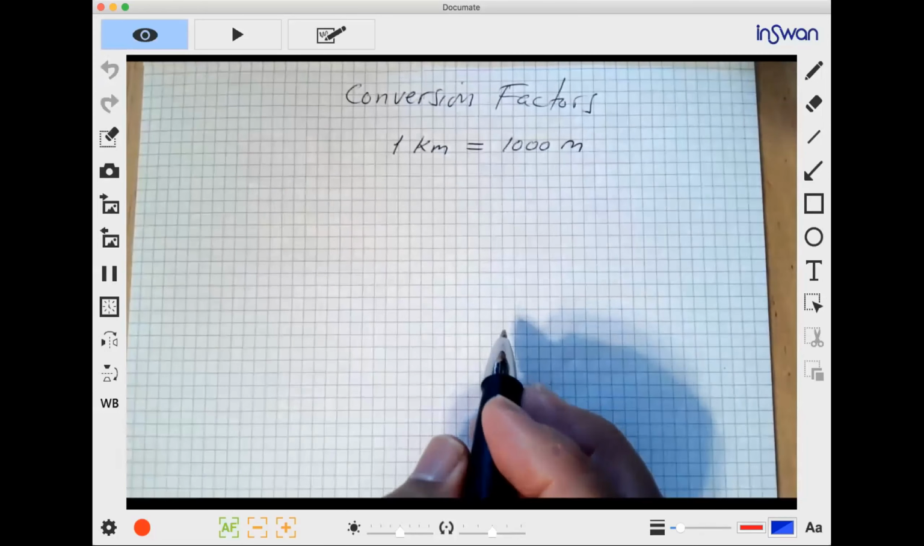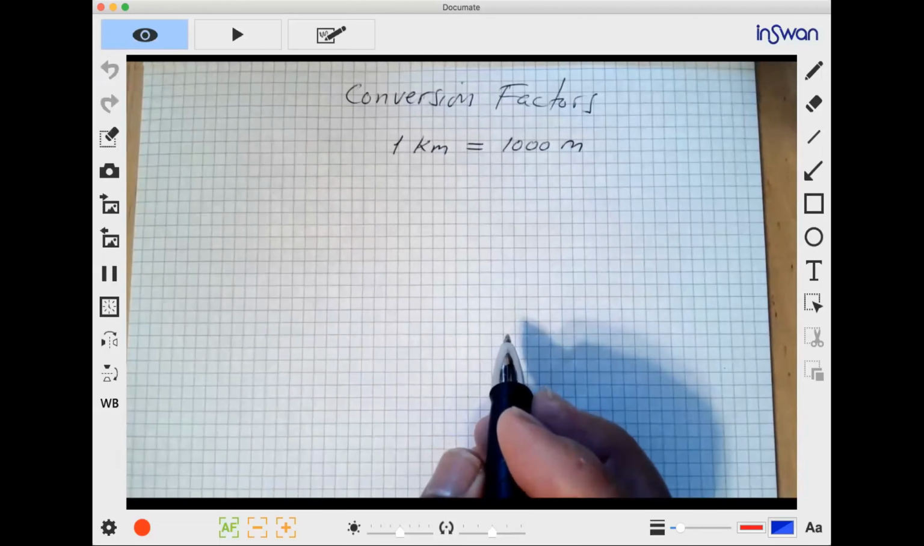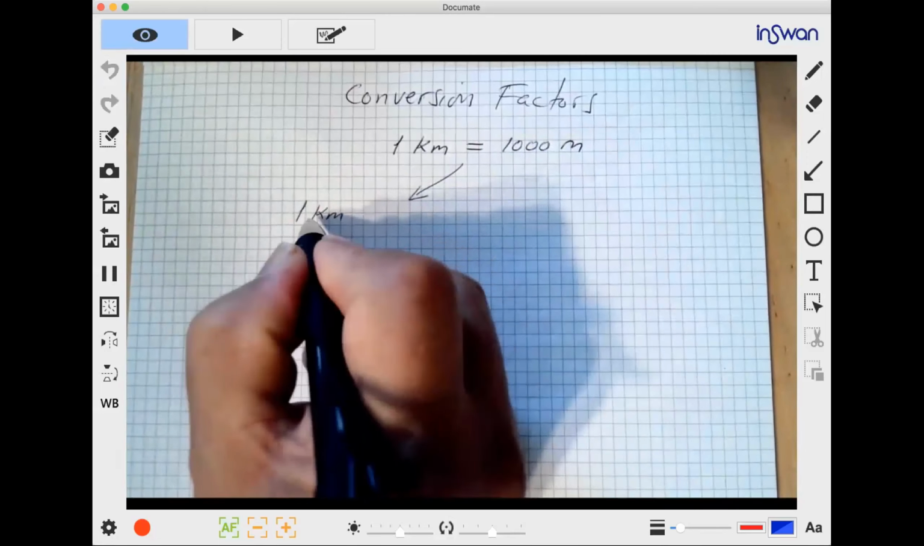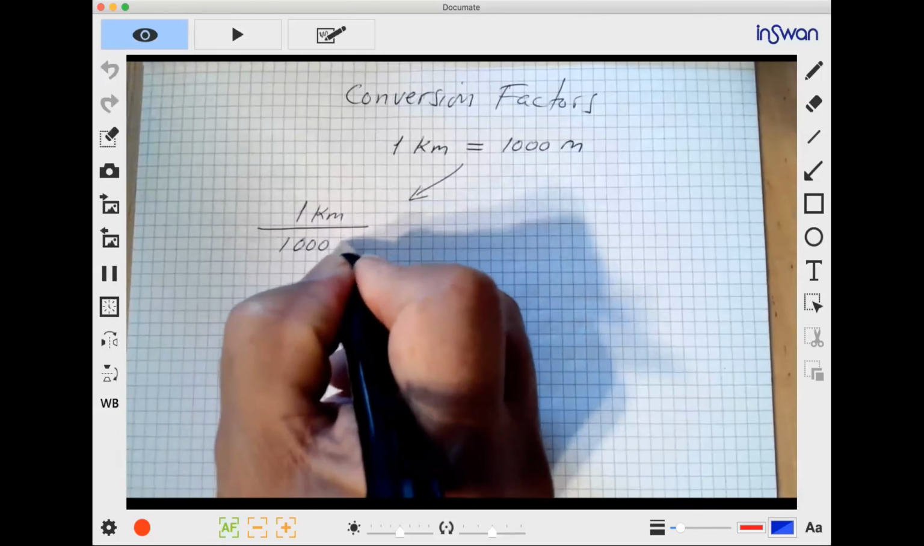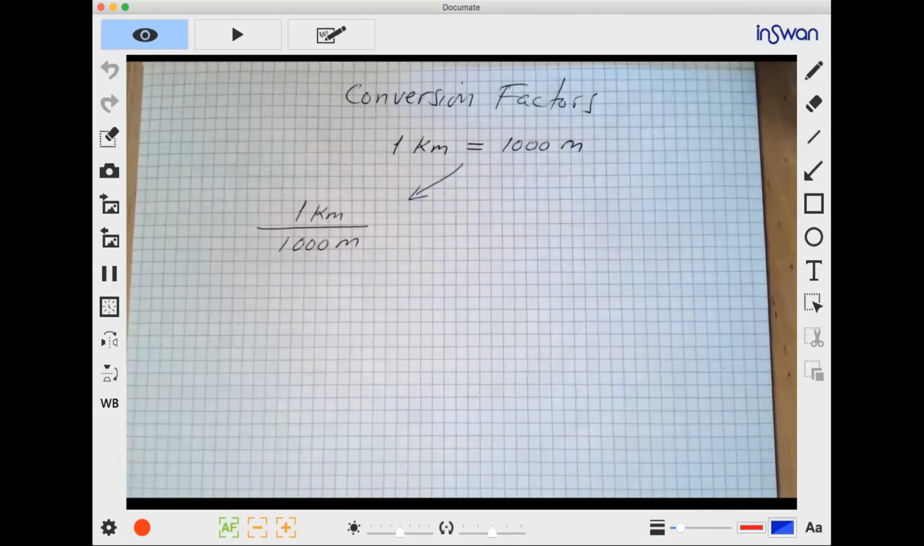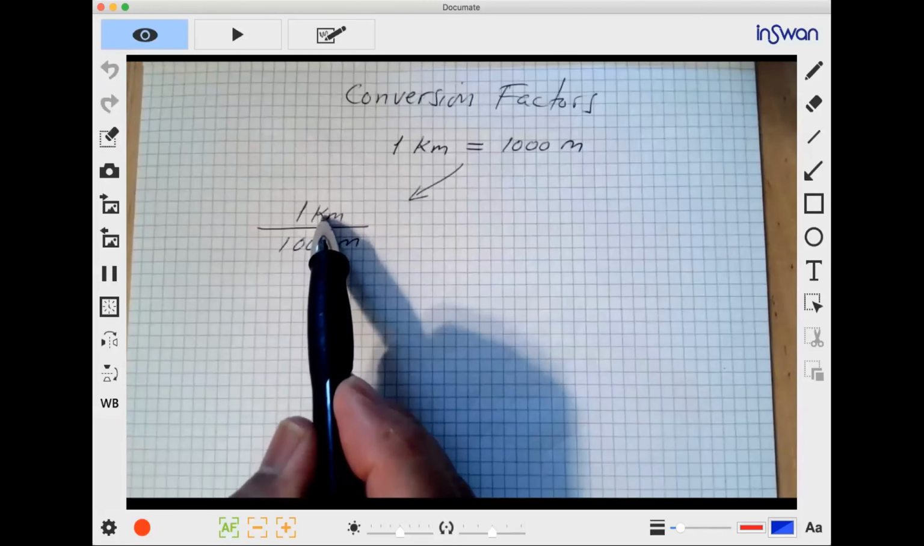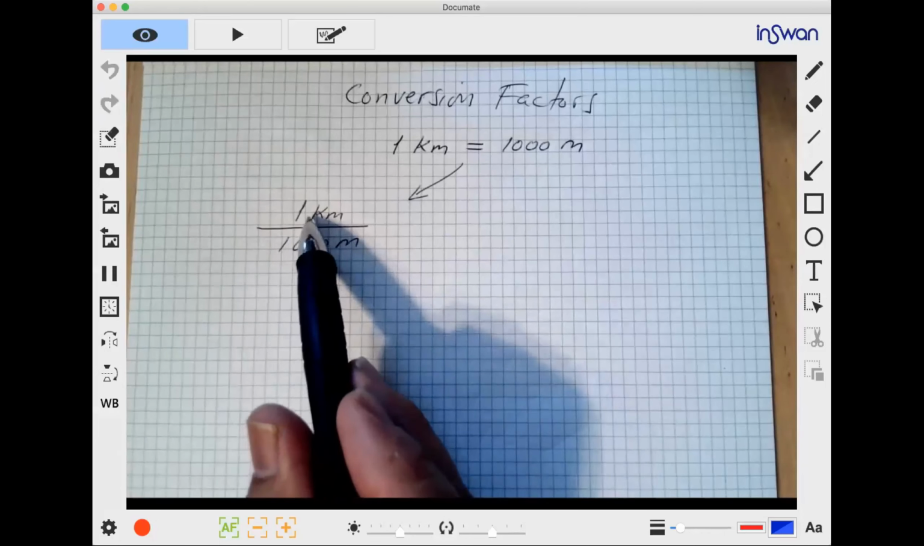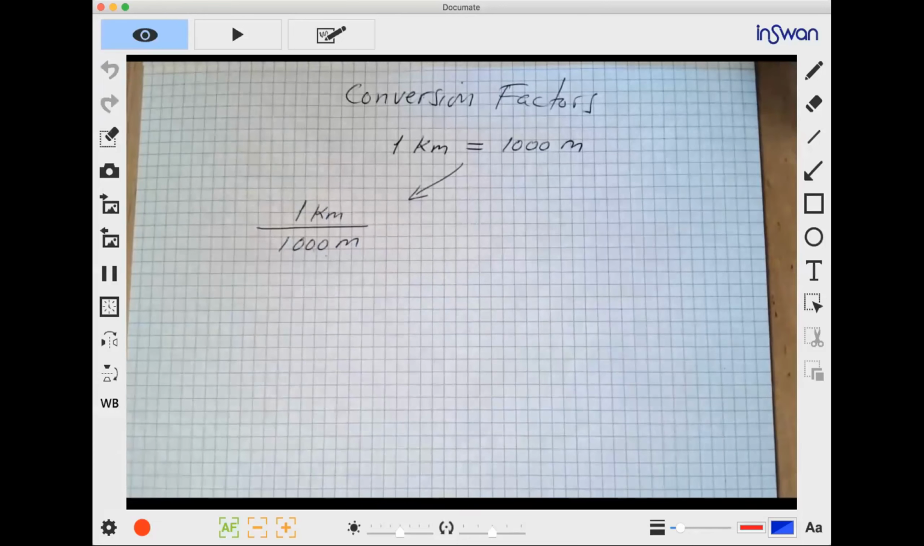Now, let's first take a look at the 2 conversion factors that come out of this equality. One looks like this: 1 kilometer divided by 1,000 meters. So that's a conversion factor. And the interesting thing about this is that if you were to really divide this distance by that distance, you get 1 because it's exactly the same. So when you use conversion factors, you are multiplying or dividing by big numbers or small numbers, but in reality, you're not changing the amount, you're just changing the dimension.